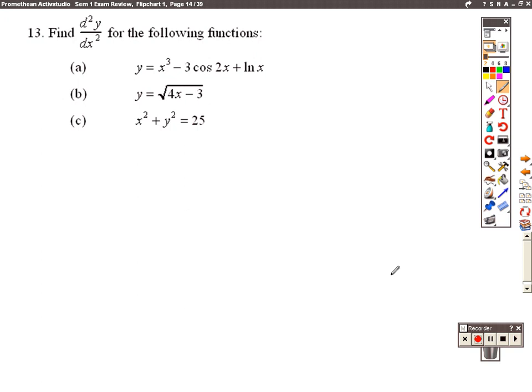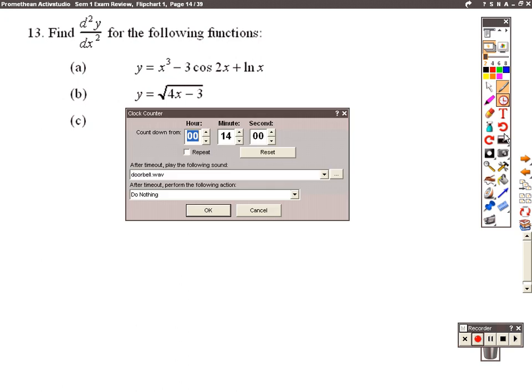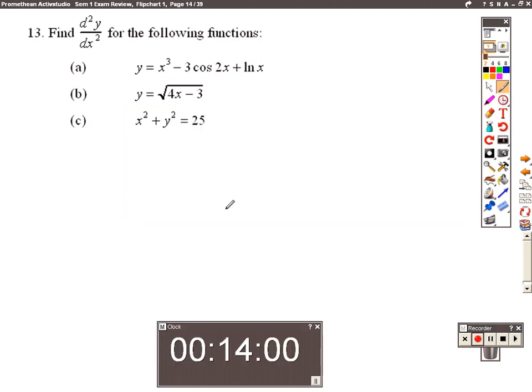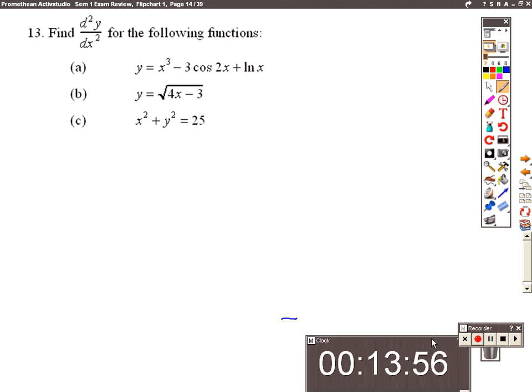All right, let's pick it up at problem number 13, letter C. Get my timer started here. Problem number 13, letter C, we have another implicit relationship here.